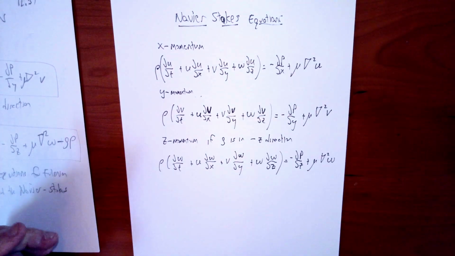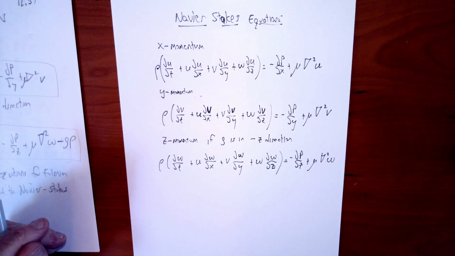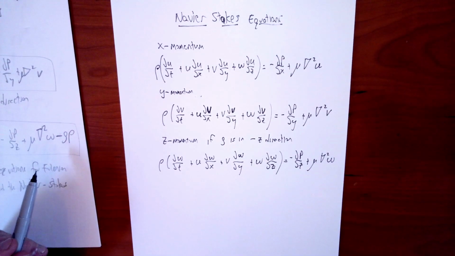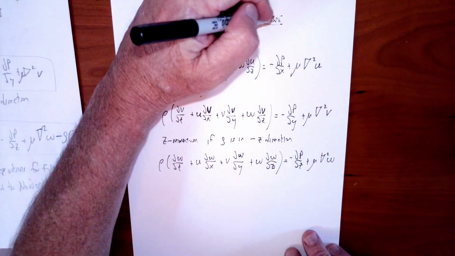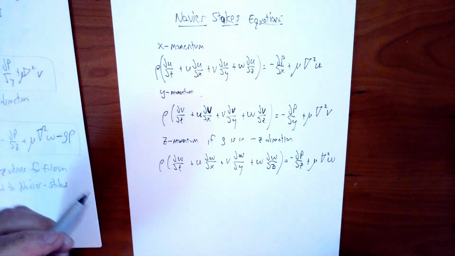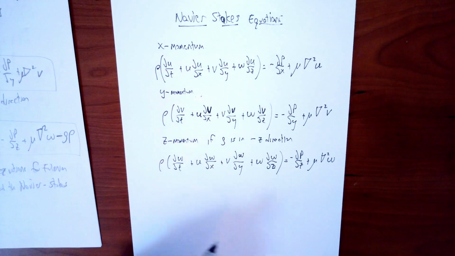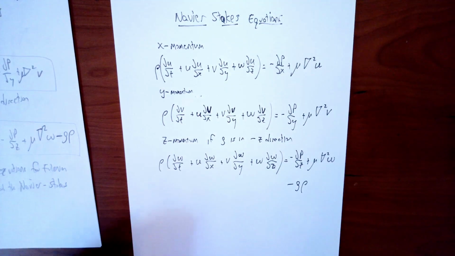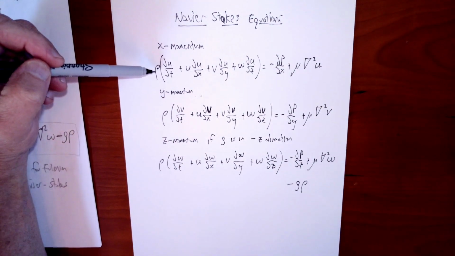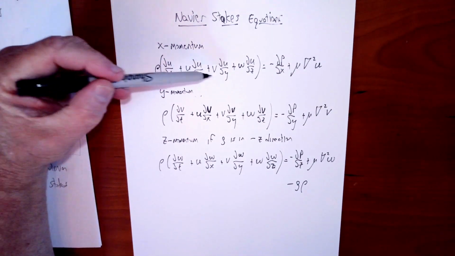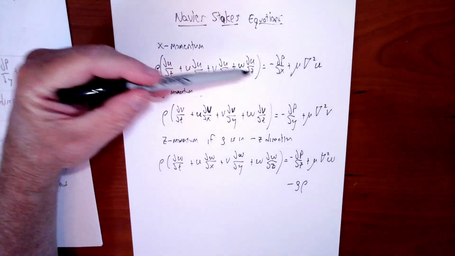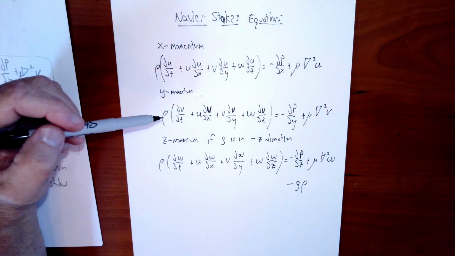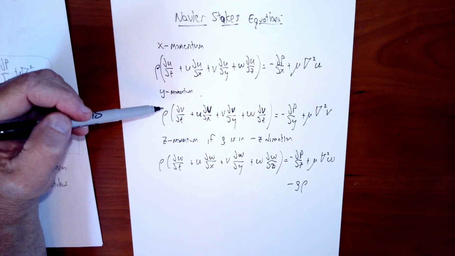So the three momentum equations in Eulerian fluid mechanics are called the Navier-Stokes equations. Here they are, all three of them. Oops, I left out one term here, minus g rho. So x momentum: rho (du/dt + u du/dx + v du/dy + w du/dz) equals minus dp/dx plus mu del squared u.